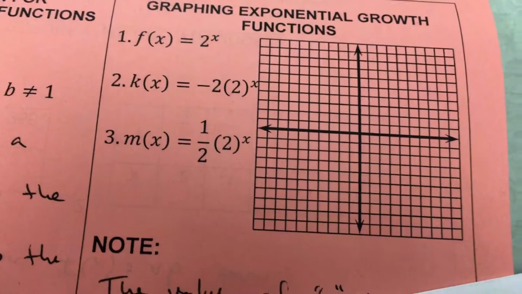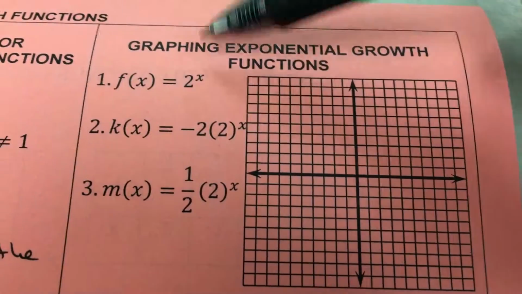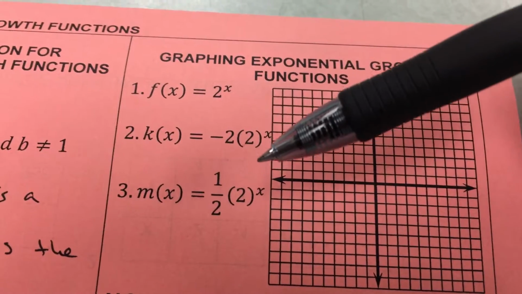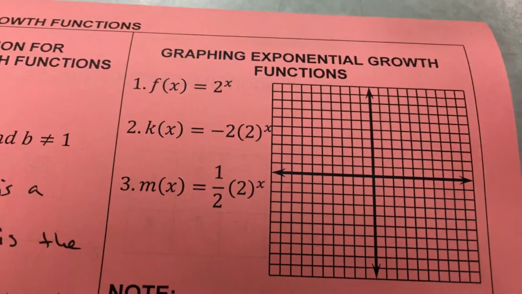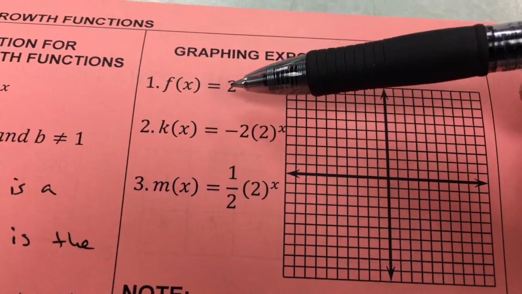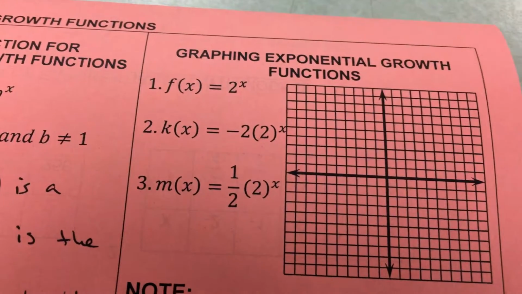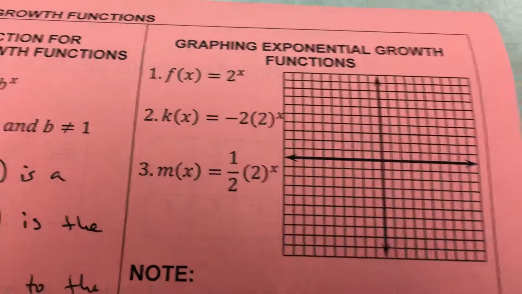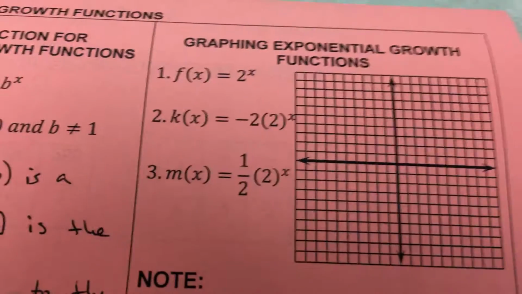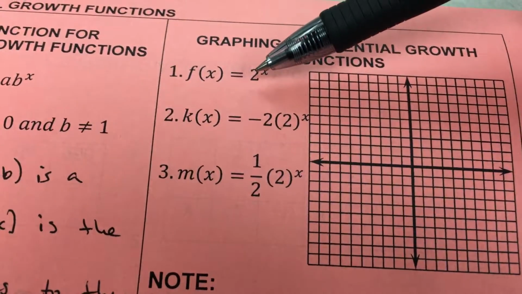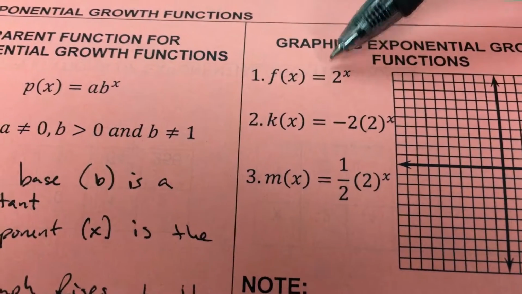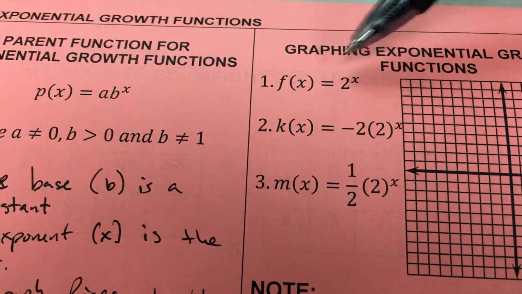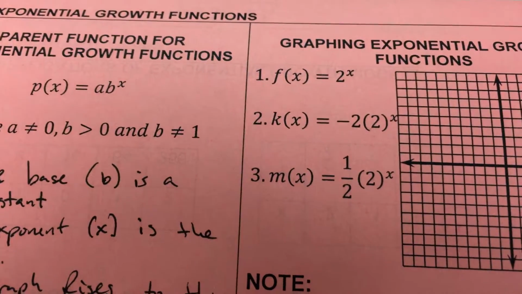So we're going to start putting in some values here. We're going to start graphing each of these three things: f of x, k of x, and m of x. f of x is 2 to the x. Well, there is an a here, right? A is here, but it's invisible. We know there can always be something invisible that multiplies by anything. It's an invisible 1. So our A is 1, our B is 2, and our X is still X. X will always be X, okay?